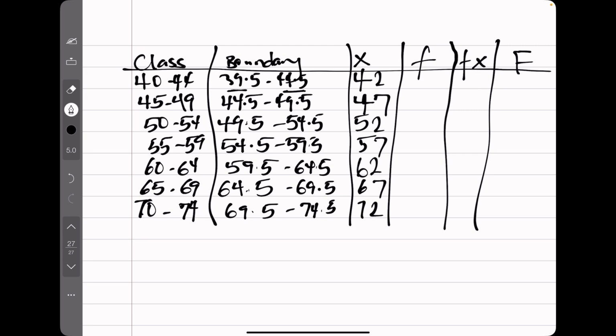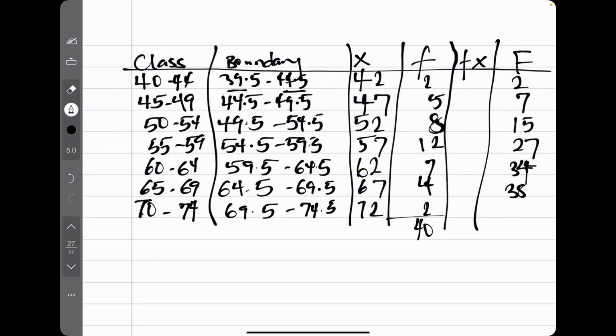We have our frequency as 2, 5, 8, 8, 12, 7, 4, 2, having a total frequency of 40. And we did our cumulative frequency the other time: 2, 5, 7, 15, 27, 34, 38, 40. If you remember, I told you that the last value you get for your cumulative frequency has to be the same as the value of your total frequency. That's when you are correct.